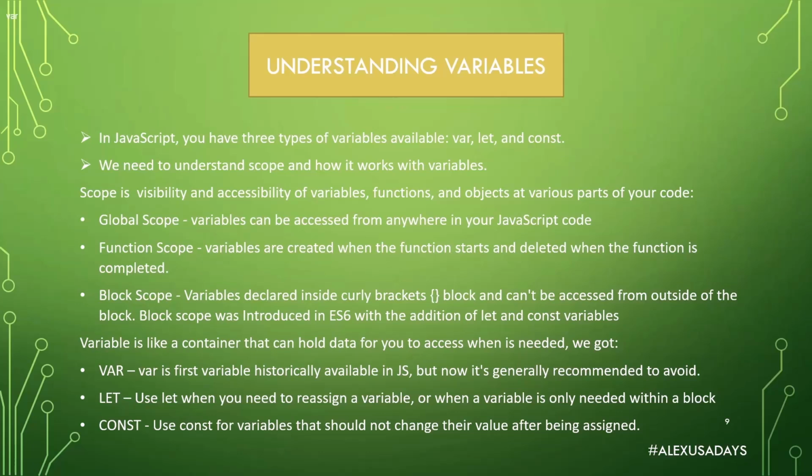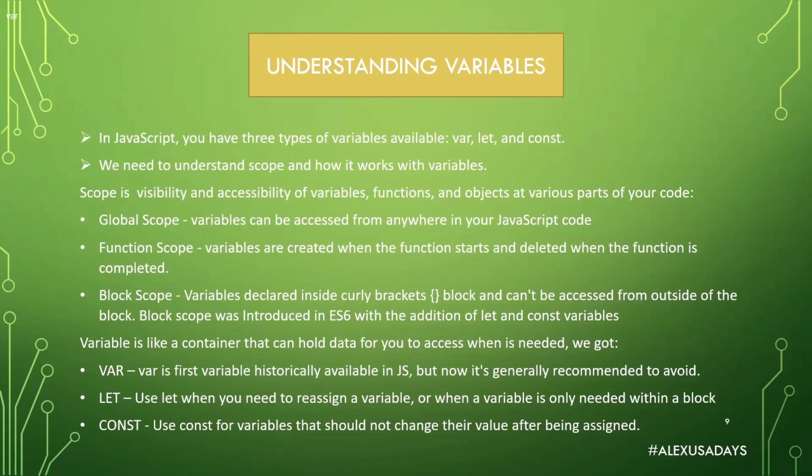So in JavaScript, you have 3 types of variables available: var, let, and const. We need to understand scope and how it works with variables. So scope is visibility and accessibility of variables, functions, and objects at various parts of your code. There's global scope, so variables can be accessed from anywhere in your JavaScript code when they're in global scope. So if you declare variables at the top of your JavaScript file, they will be in the global scope.